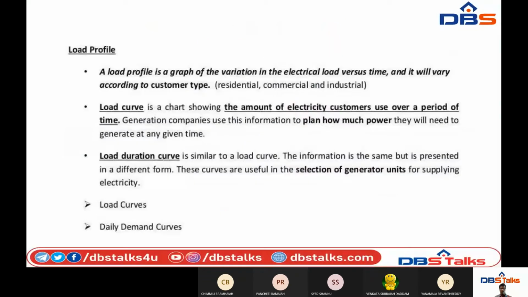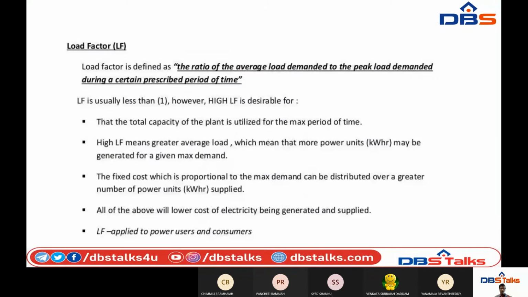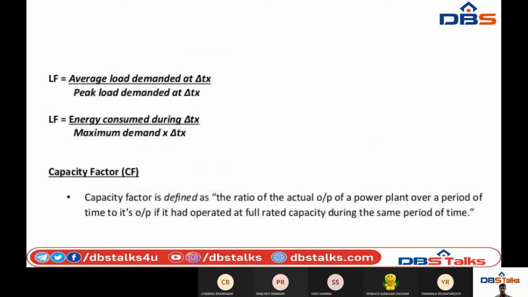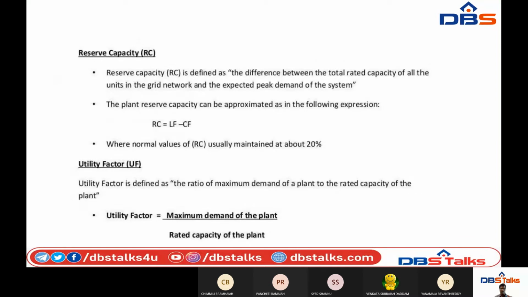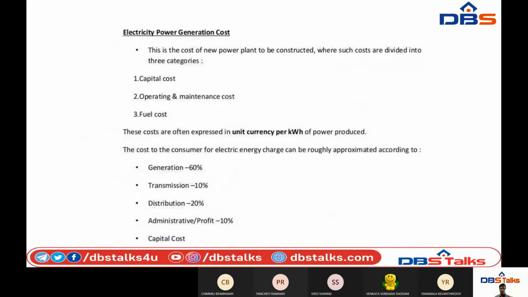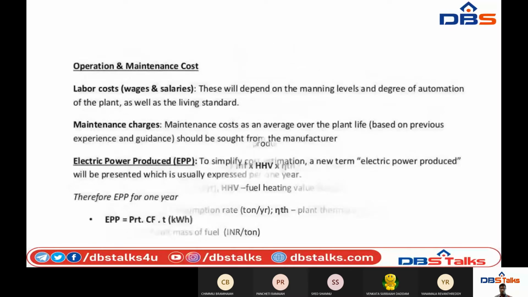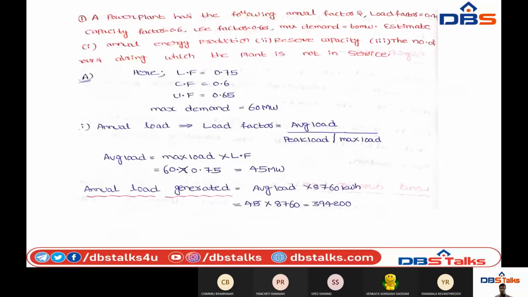First of all, these are the topics completed in the last class: the factors used in power plant economics like load factor, capacity factor, reserve capacity, utilization factor, demand factor, and more about electricity generation costs like capital cost, operating and maintenance cost, and fuel cost. But in today's class, we are doing some more problems on power plant economics.